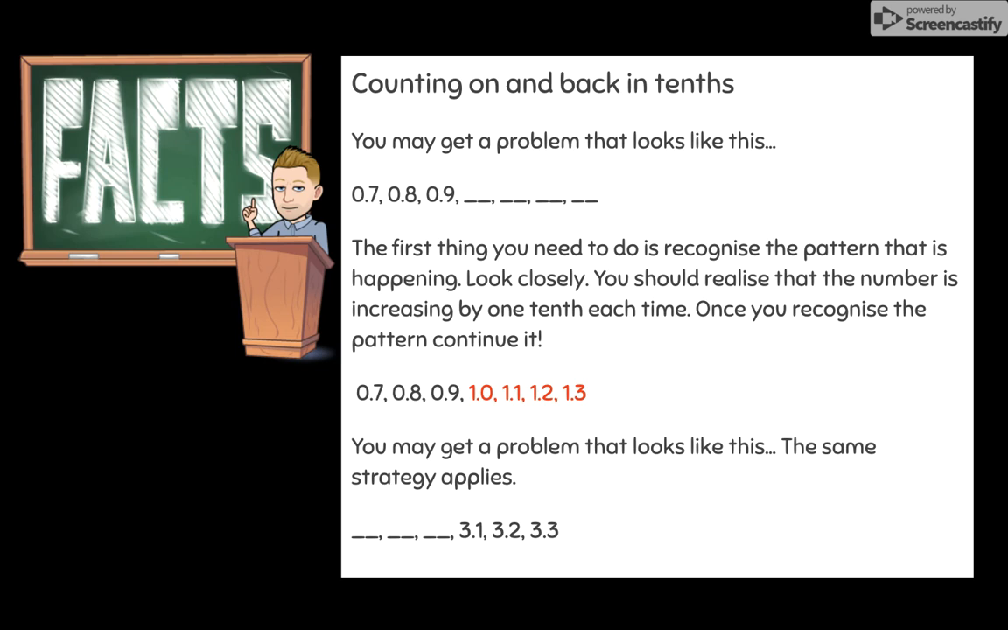So it would be 7 tenths, 8 tenths, 9 tenths, 1 whole. Then it would be 1.1, or 1 whole and 1/10, 1 whole and 2 tenths, 1 whole and 3 tenths.